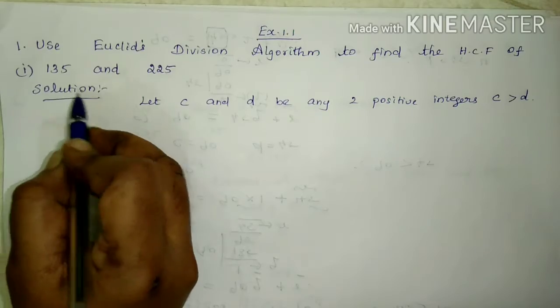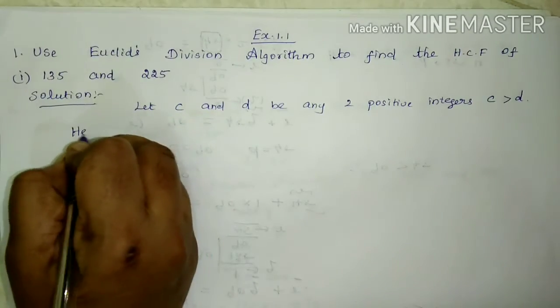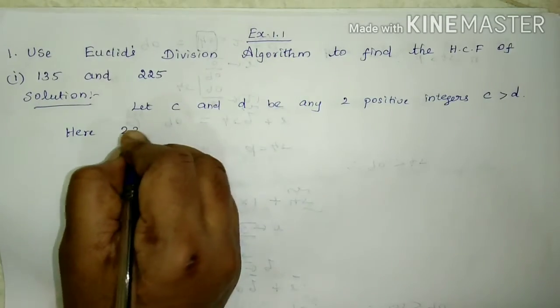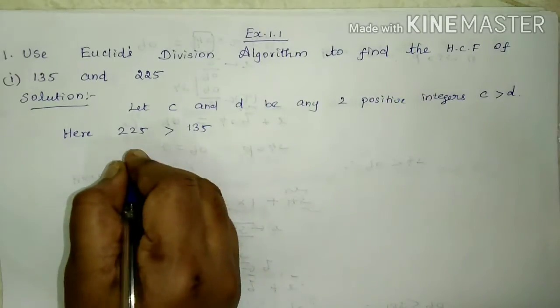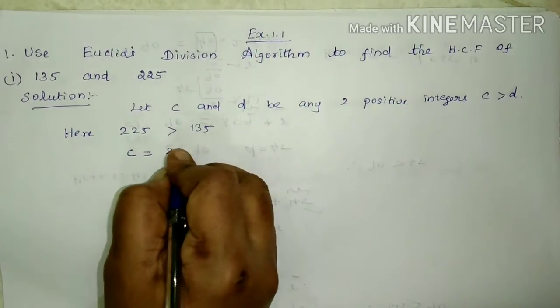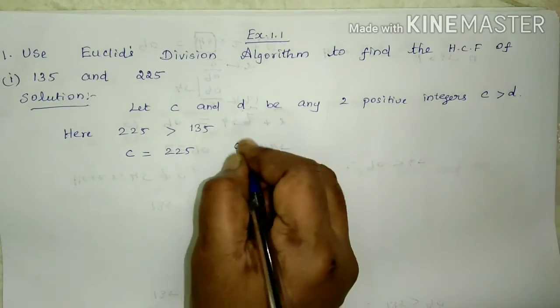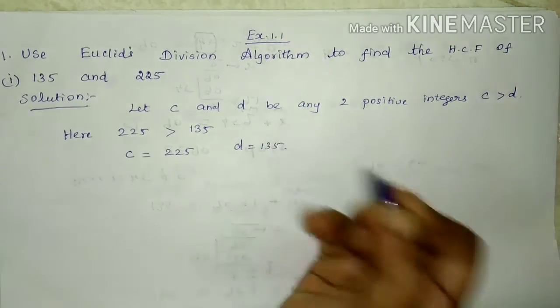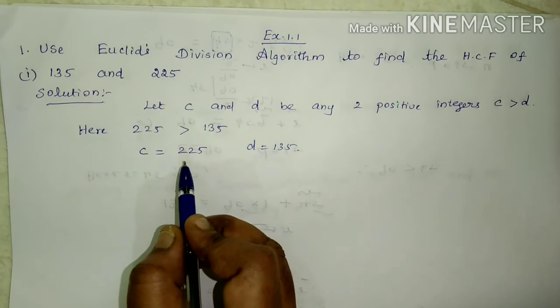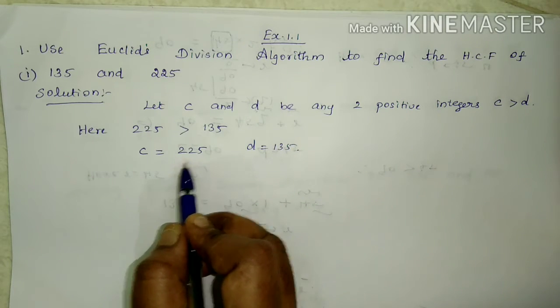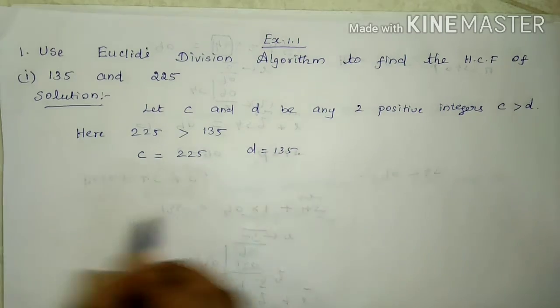Now in our problem here the number 225 is greater than 135. So our C should be the number 225 and our D should be 135. Okay, so now we are going to apply Euclid's division algorithm to these two numbers C and D.